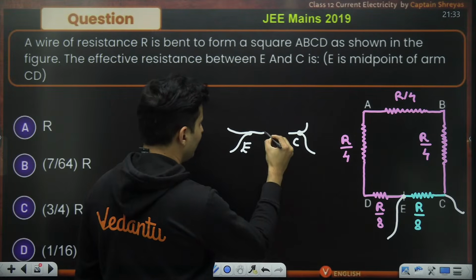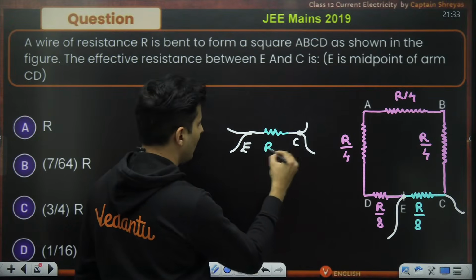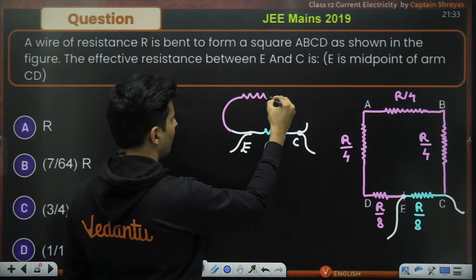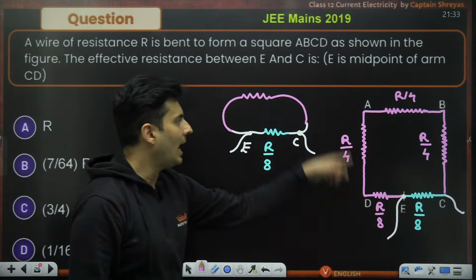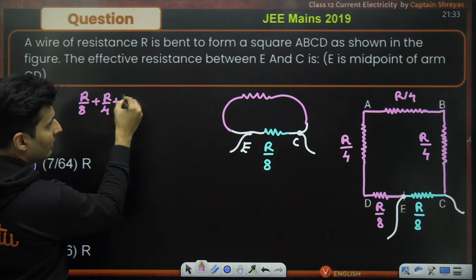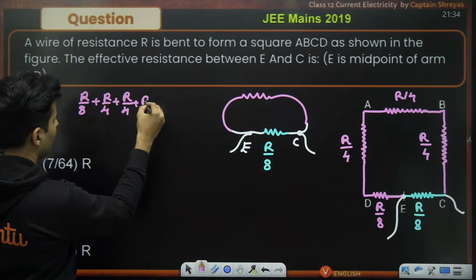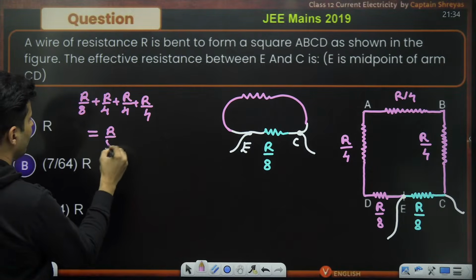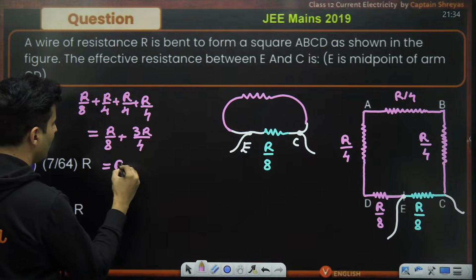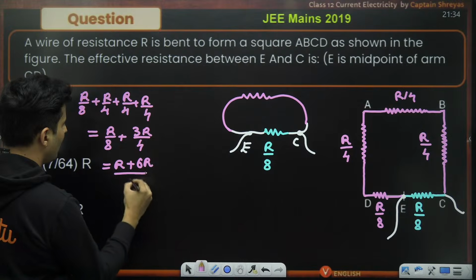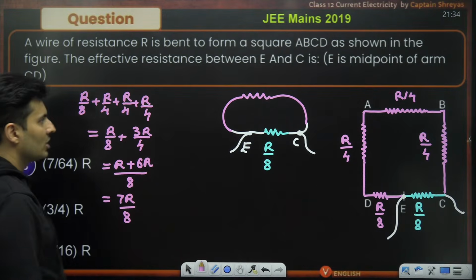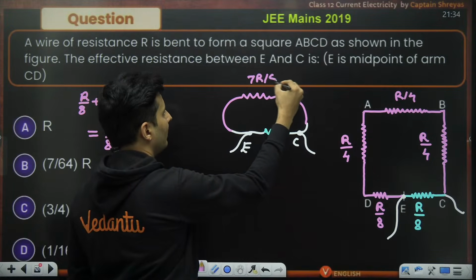So you have a single resistance between E and C, which is R by 8, and this thing over here, how much is this? Add all of them together. So it will be R by 8 plus R by 4 plus R by 4 plus R by 4. So it will be R by 8 plus 1, 1, 1, so 3R by 4, which is R plus 6R by 8, taking the LCM. So that is 7R divided by 8. So this resistance is 7R divided by 8.